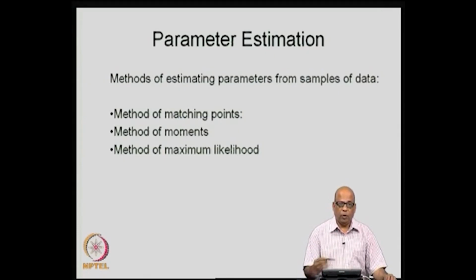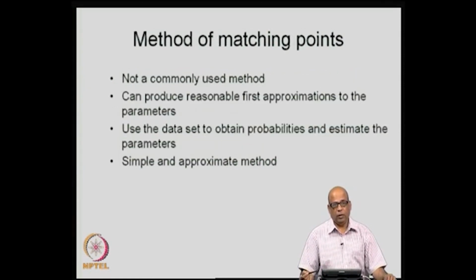In the method of matching points, what we do is essentially look at the sample values. From the sample values, we estimate certain probabilities as a relative frequency or some such thing, and then we equate these probabilities with the probabilities as expected from the particular distribution, and from the associated probabilities we obtain the parameters. This is not a very commonly used method.